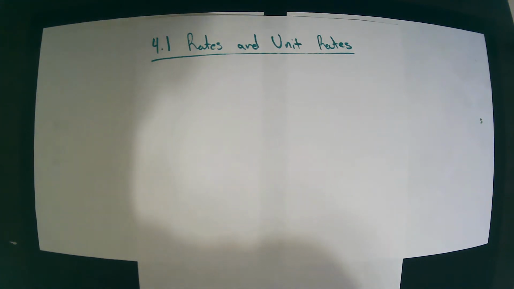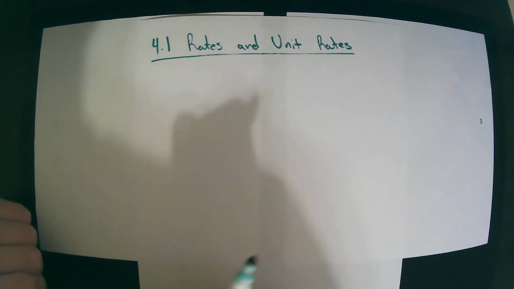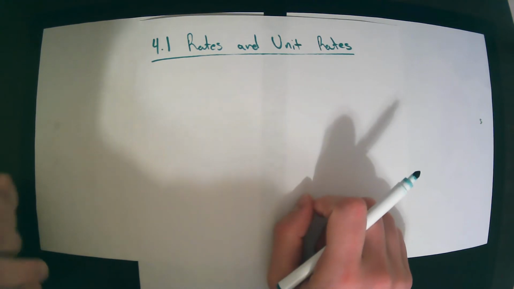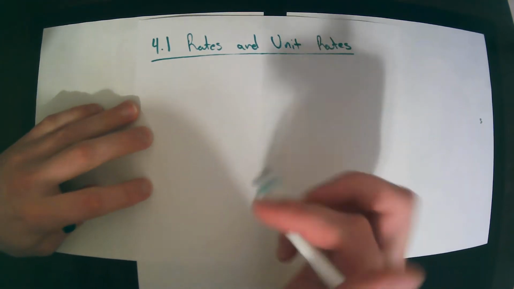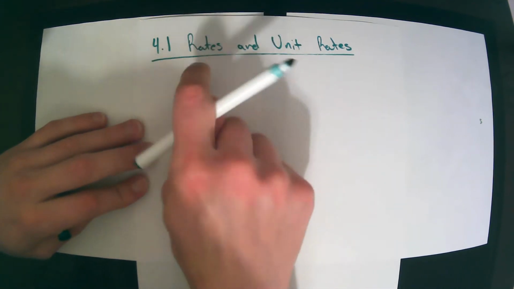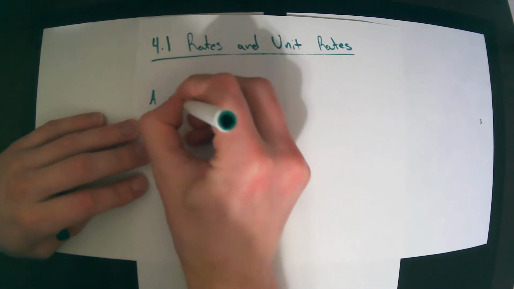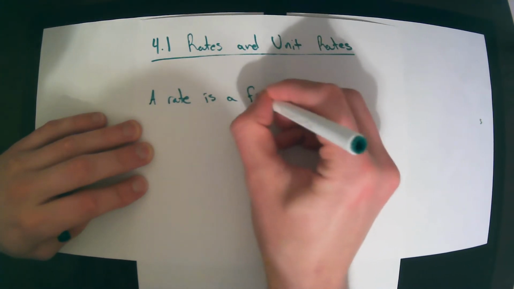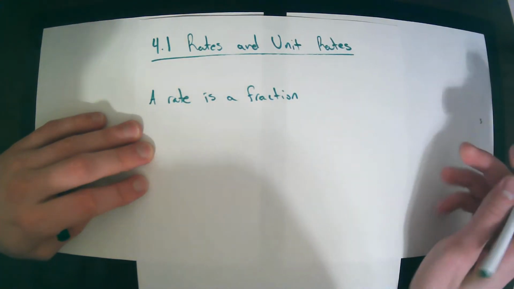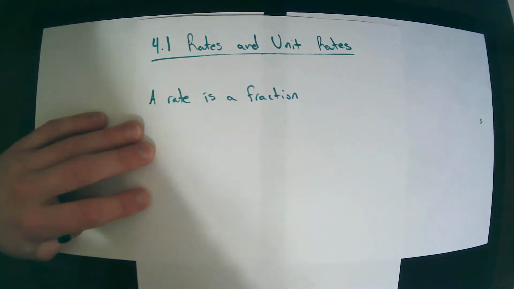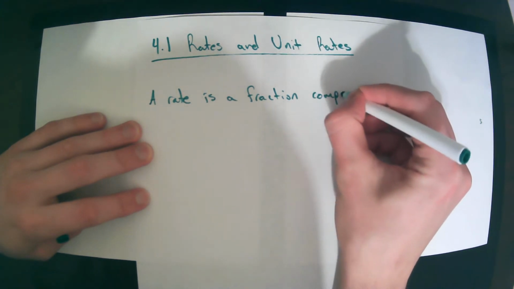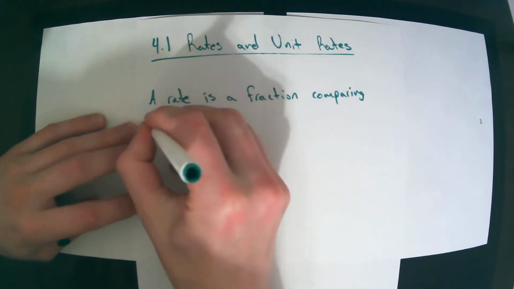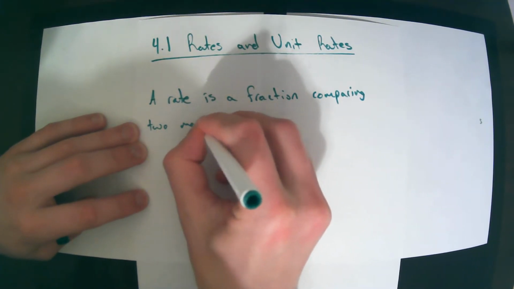But this will not be a stretch to say that it's applicable to the real world, because rates and unit rates and proportions and percentages exist just everywhere in the real world. So first, let's get a definition down here for what a rate is. A rate is just a fraction, but the thing that makes it different from just a fraction of two numbers is that it compares two measured quantities. So a rate is a fraction comparing two measured quantities.